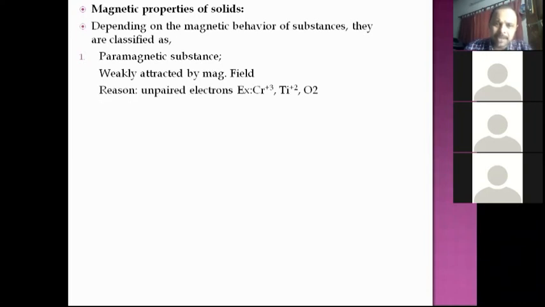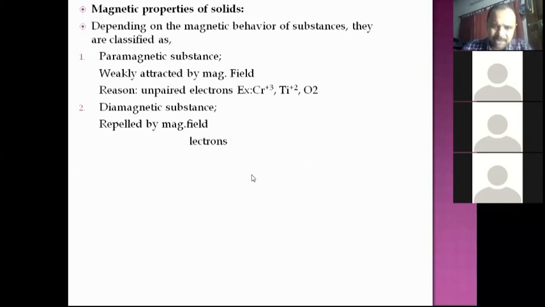What is the reason for this paramagnetic behavior? Having unpaired electrons. You take any ion or compound, for example O2, which has unpaired electrons. Therefore, O2 is paramagnetic. Because of unpaired electrons, when they are kept in an external magnetic field, they are weakly attracted. Diamagnetic substances, when kept in an external magnetic field, are repelled because they don't have unpaired electrons. So absence of unpaired electrons is the reason for it.